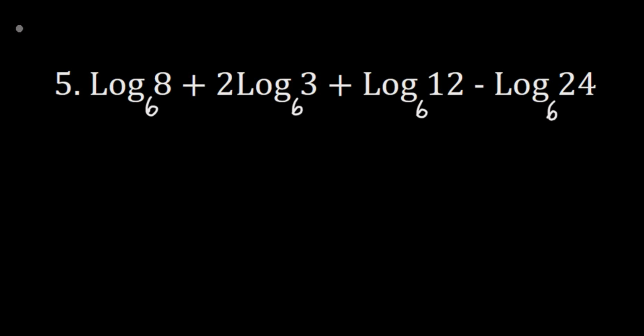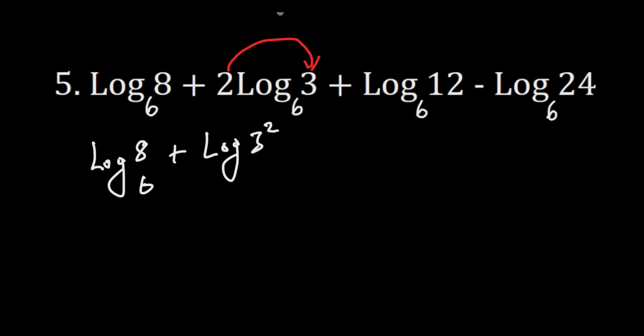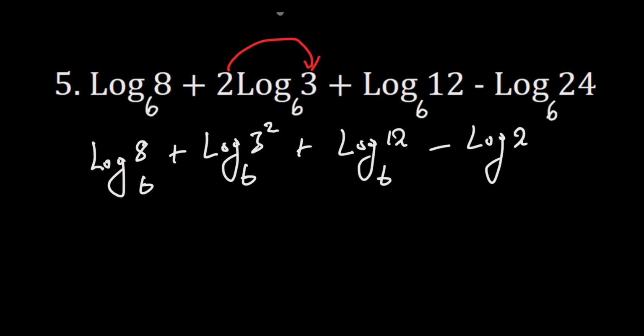Question number 5. Log 8 to base 6 plus 2 log 3 to base 6 plus log 12 to base 6 minus log 24 to base 6. So to solve this problem, first we have to switch this value over here, and once that happens, then this will become log 8 to base 6 plus log 3 squared to base 6 plus log 12 to base 6 minus log 24 to base 6.